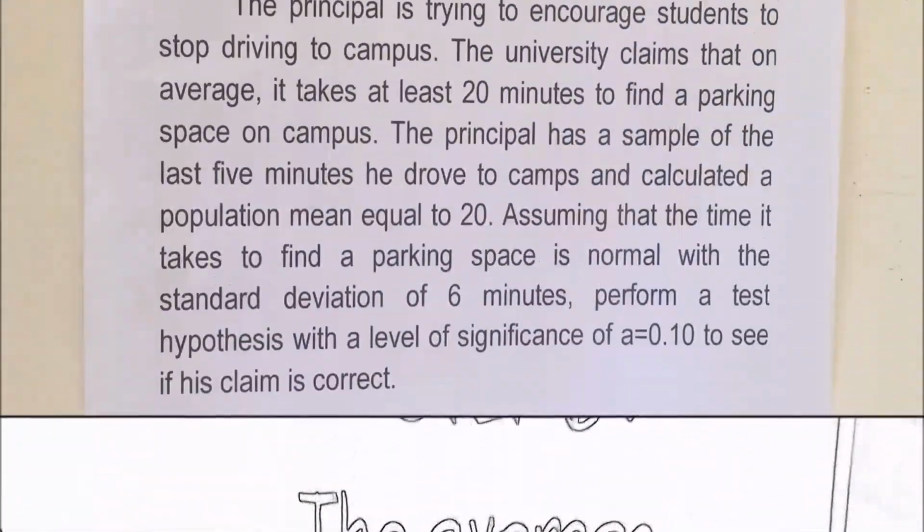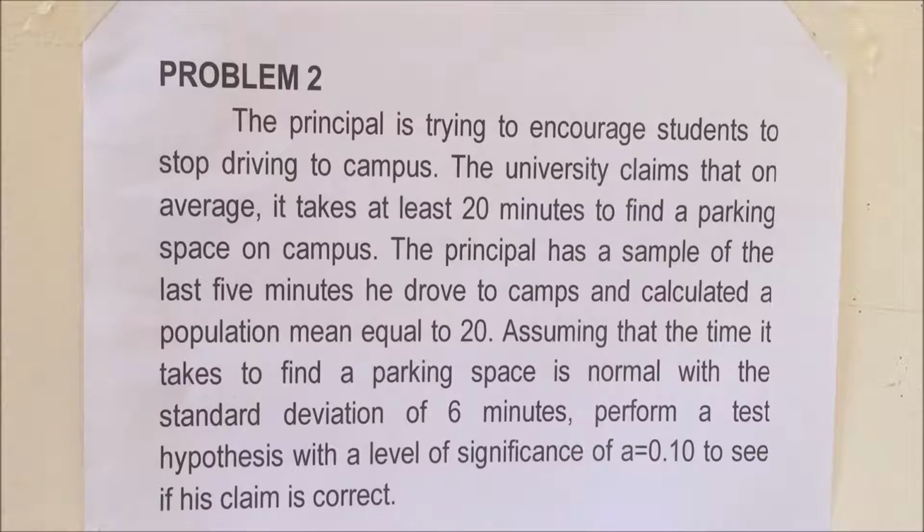The principal is trying to encourage students to stop driving to campus. The university claims that on average, it takes at least 20 minutes to find a parking space on campus. The principal has a sample of the last 5 times he drove to campus and calculated a sample mean equal to 20. Assuming that the time it takes to find a parking space is normal with a standard deviation of 6 minutes, perform a test hypothesis with a level of significance of alpha equals 0.10 to see if his claim is correct.